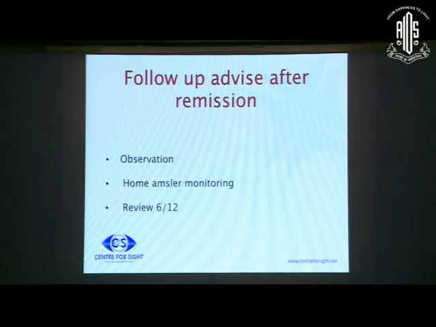Follow-up is advised even after resolution. The patient is continuously kept under observation for at least 6 more months. Home Amsler grid monitoring is advised. We review the patient 6 weekly, then slowly keep increasing the interval till 6 monthly.